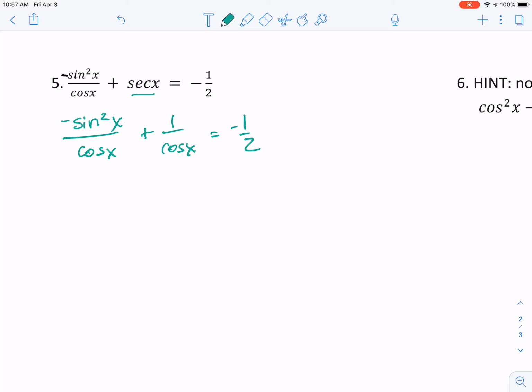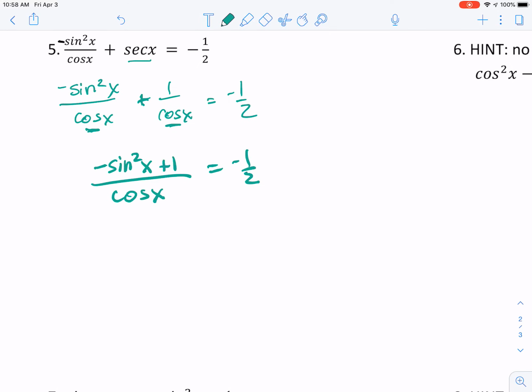Well, I need to put this together to make one term because I can't set them separately equal to a half or anything like that. So I need to try to simplify this. Well, I already have a common denominator here and here. So I'm just going to put the numerators together, which is negative sine squared x plus 1 over cosine x equals negative 1/2. I could rewrite this. I don't have to, but if this helps you visualize it better, negative sine squared x plus 1 is the same as 1 minus sine squared x over cosine x.